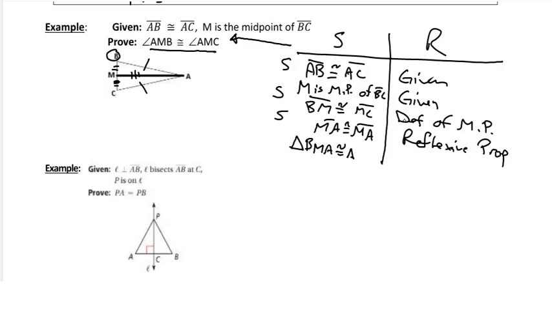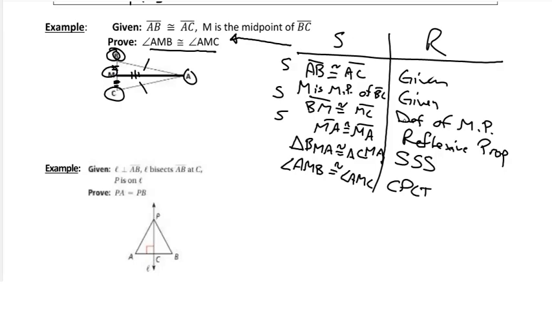Now that is congruent to triangle. B on this triangle is what point on the other, or what vertex? C. M on the top triangle is what on the bottom triangle? M. A on the top triangle is what on the bottom triangle? A. So now I would state the two triangles are congruent by SSS. And then one last step. All we do is say angle AMB is congruent to angle AMC by CPCTC.